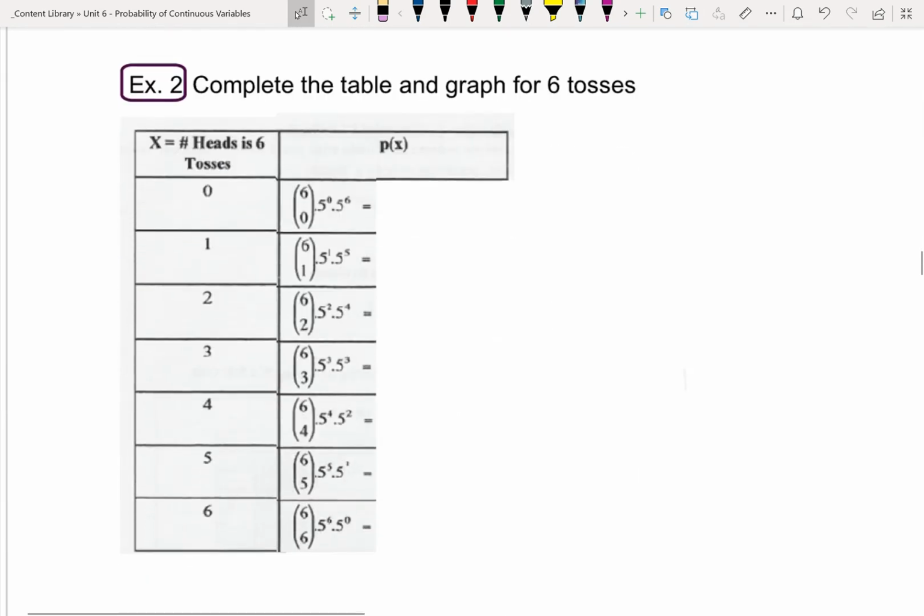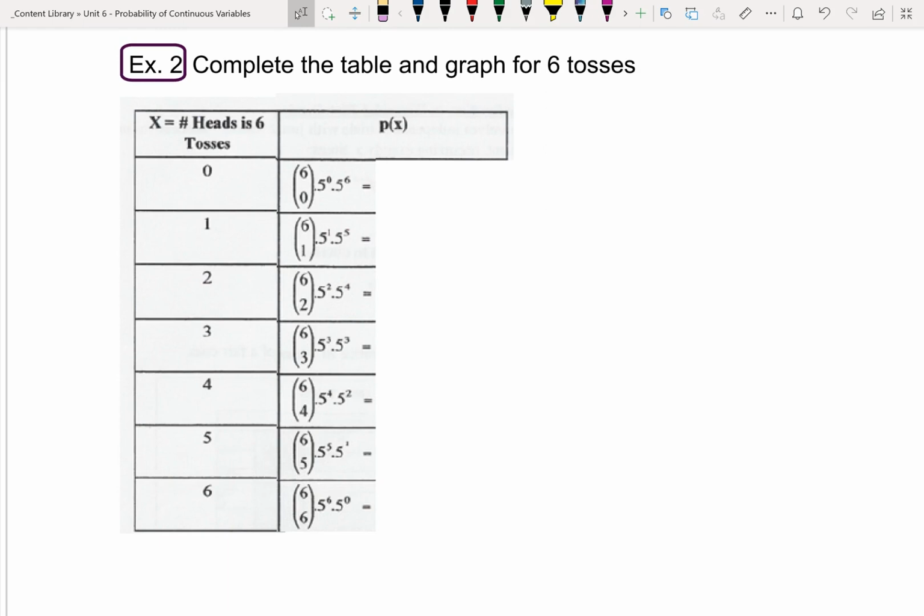So in example 2, what I want to do is go through and complete the table for a graph and graph it for 6 tosses. So here I'm looking at the same idea, tossing a coin 6 times, and I want to determine the probability for getting heads. So for 0, it's 6 total trials, choosing 0, times 0.5 to the power of 0, times 0.5 to the power of 6. Basically, again, this is just our probability formula for binomial distribution, the same formula that we've seen before.